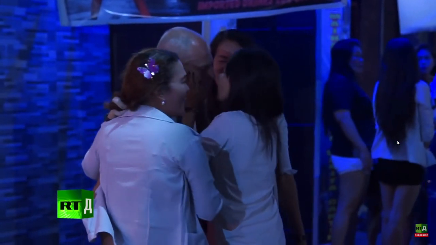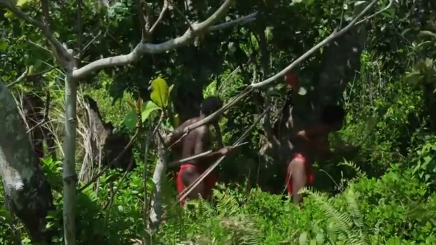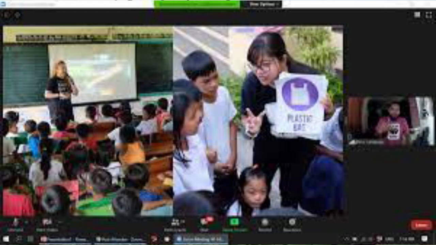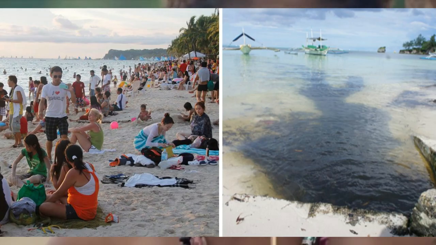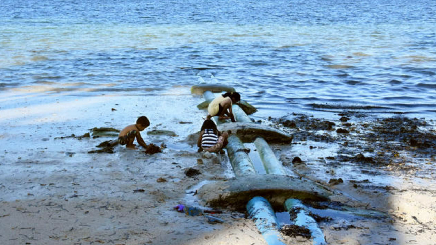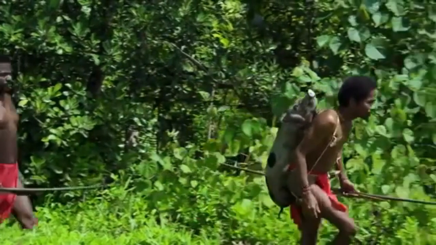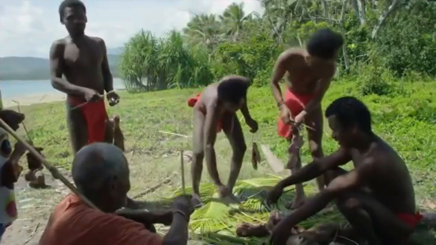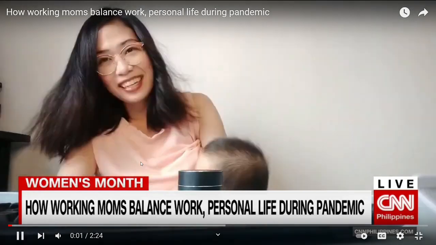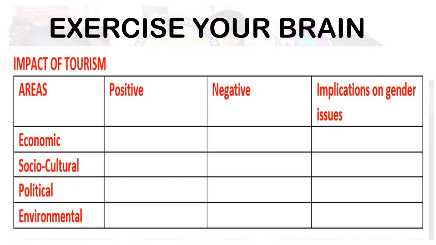As to tourism's impact on the environment, here are some positive ones. 1. Protection and conservation of the environment. 2. Raising environmental awareness. The negative effects include 1. Pollution. 2. Destruction of the natural habitat of wildlife. 3. Damages on the species of plant and animal life. All these impacts will have differential impact on the lives of men and women. Now, come up with your own analysis using the matrices on this slide.